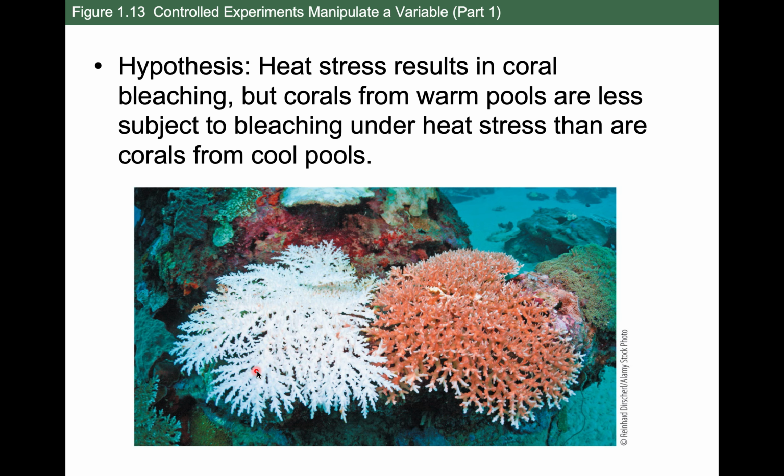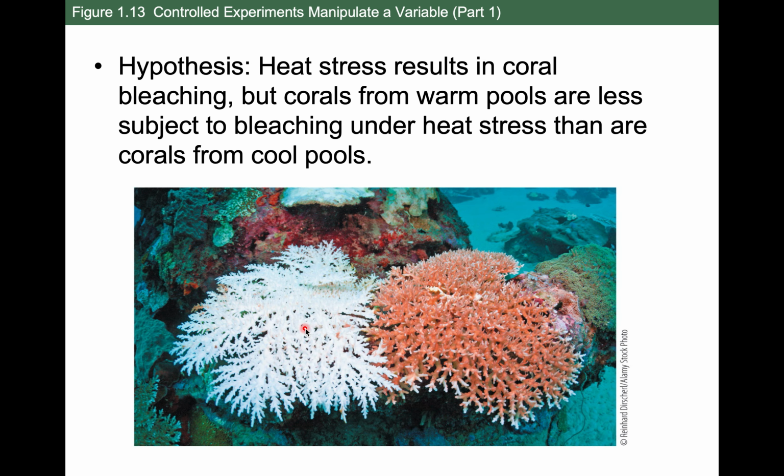All right, welcome back. This is the second half of chapter 1, and I want to begin by just giving you an example of a controlled experiment. This is a pretty simple example, but the hypothesis that the researchers had in this case was that heat stress will cause corals to bleach. So you can see here the coral on the left is completely bleached out, whereas the one on the right is not. And this usually ends up killing the corals, is my understanding.